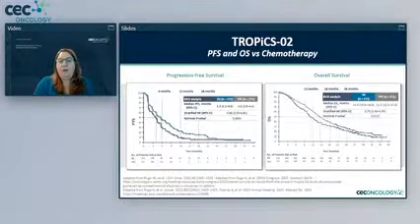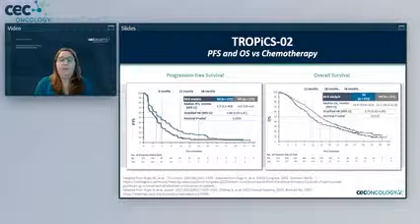Again, the TROPiC-02 study showed that there was statistical significance for progression-free survival and overall survival versus chemotherapy. Not as high curves as we saw in the other ones, but our median progression-free survival was 5.5 months in SG versus 4 months in the treatment of physician choice. And overall survival was 14.5 months versus 11.2. So again, a little bit better.